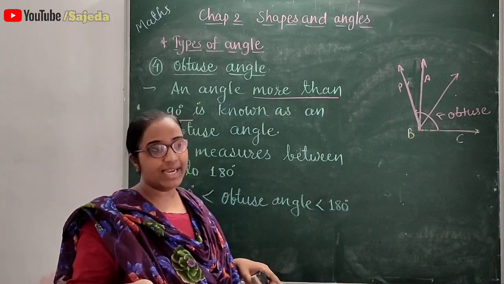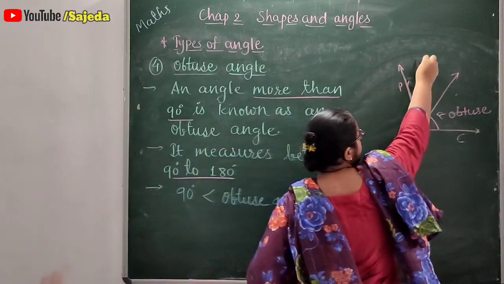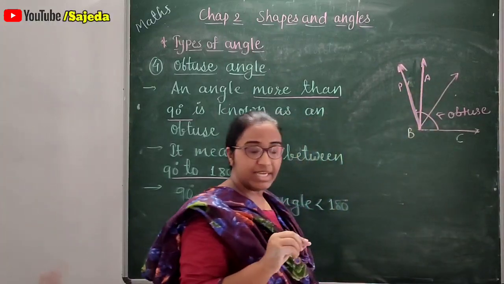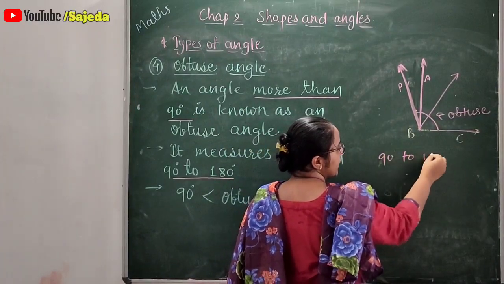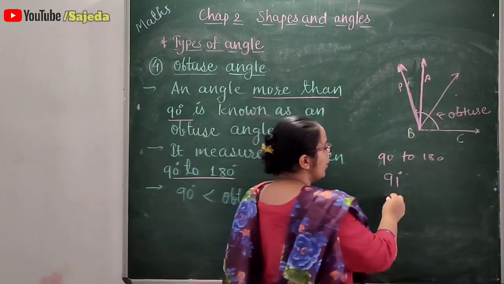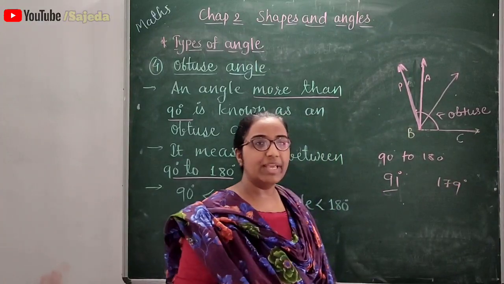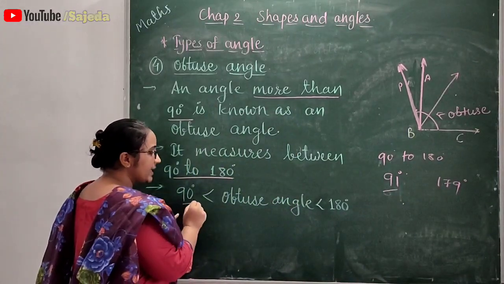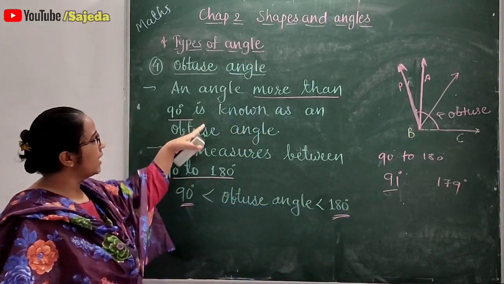Now as it is more than 90 degree, it measures between 90 to 180. Here it is 90 degree. Now it goes beyond this 90 degree. That's why it measures between 90 to 180. Now 90 to 180 means it can be 91. If it is 91 degree, then also it will be obtuse angle, and if it is 179 degree, then also it will be an obtuse angle. So here I have written it is more than 90 degree but less than 180 degree. So this is about obtuse angle.